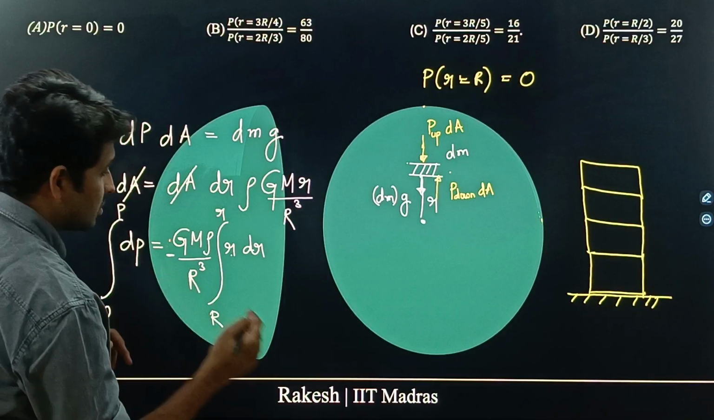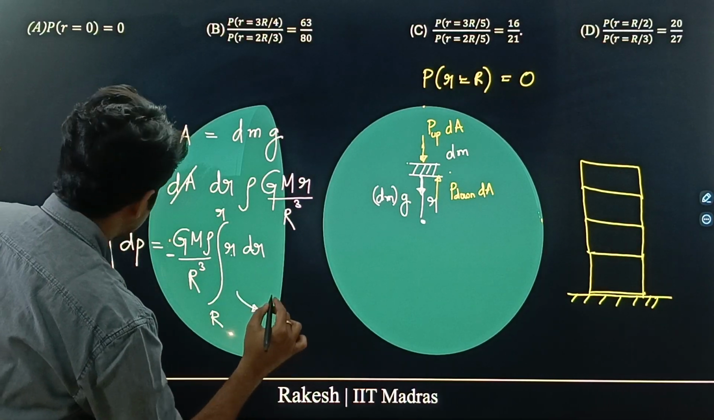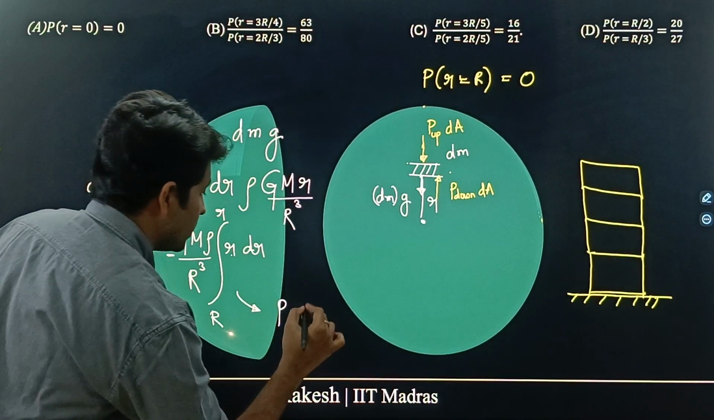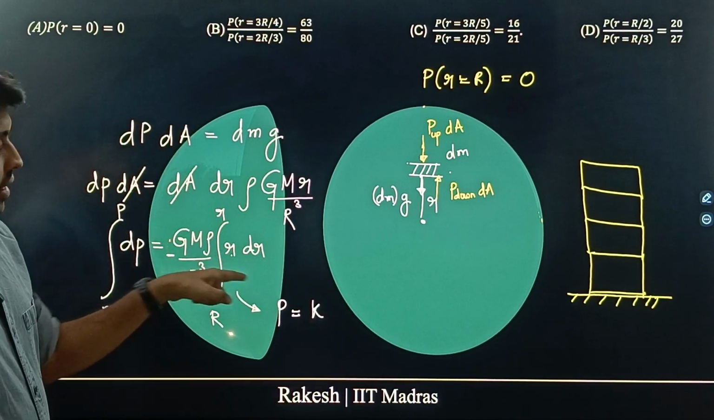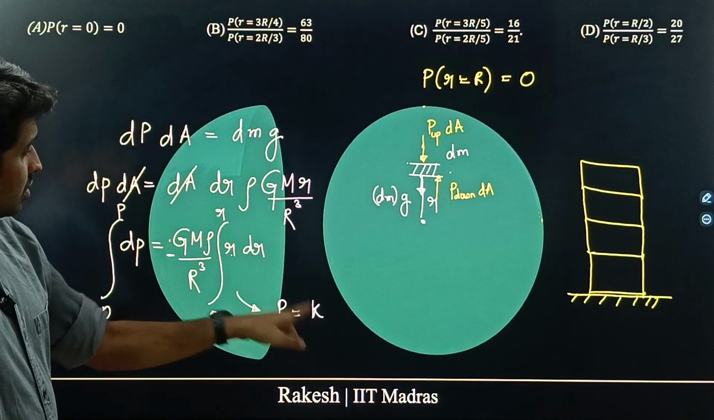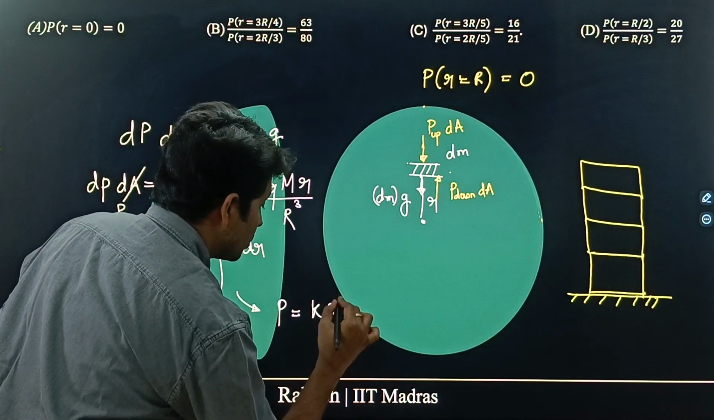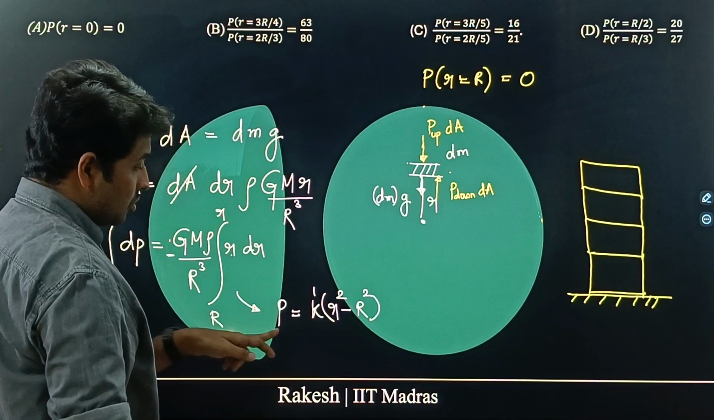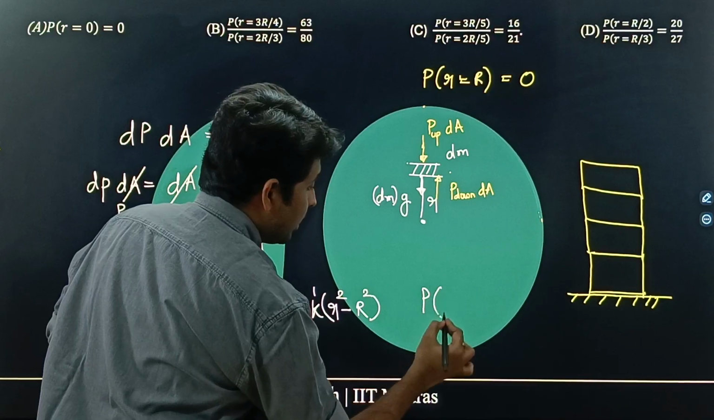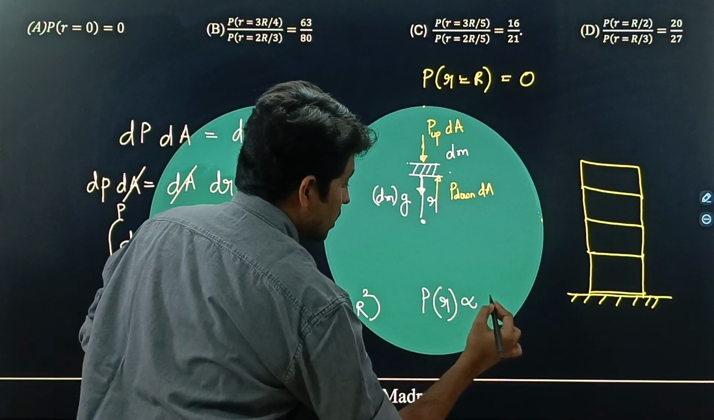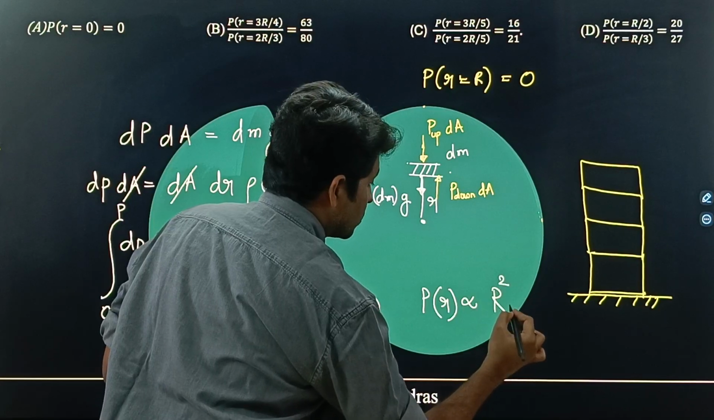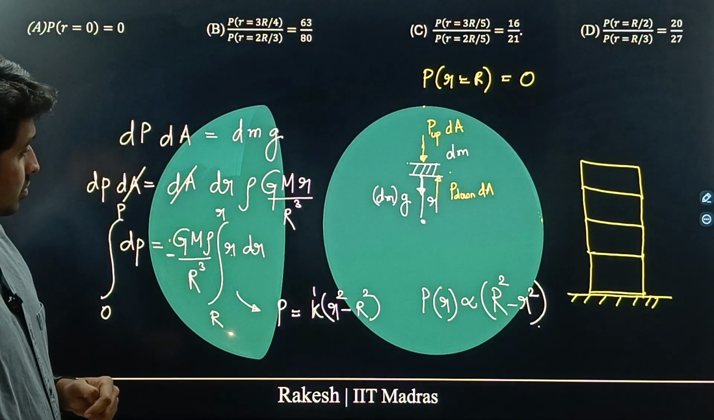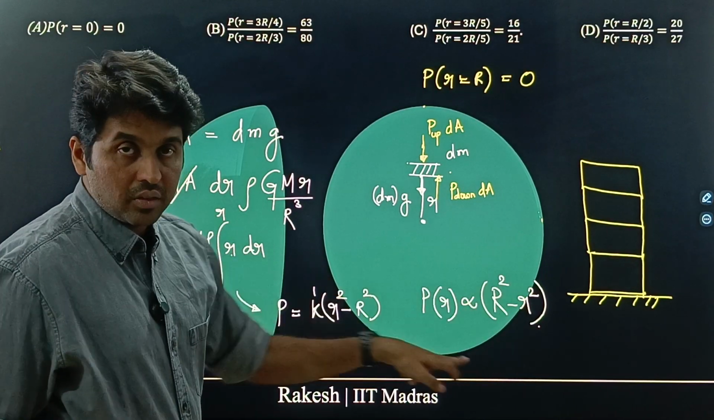So after integration, what we get is P equal to some constant, I'll write it as a constant k, times the integral of r dr, which is r square by 2. So we'll write this as R square minus r square, and that by 2 we'll put in this constant. So we can say the pressure at any point r is proportional to R square minus r square.